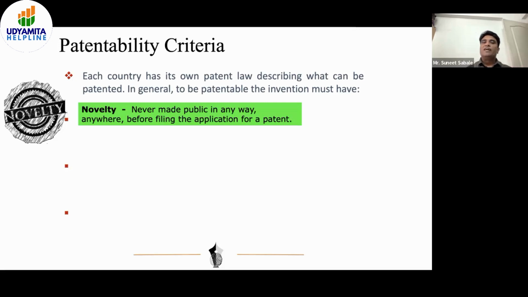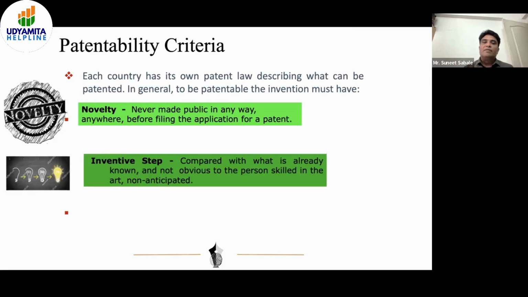So novelty is worldwide. Even if you're filing a patent in India, the patent office checks whether your invention is globally new. Otherwise, it will be rejected. So this is the first requirement, novelty. There's another requirement, that is inventive step. Even if your invention is novel, it should not be obvious to a person skilled in the art.